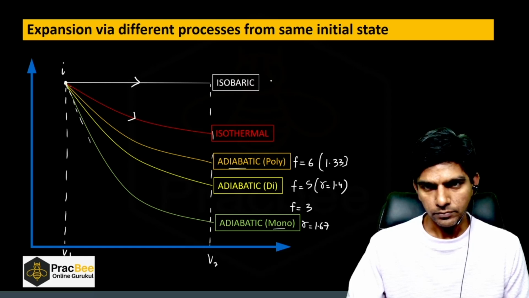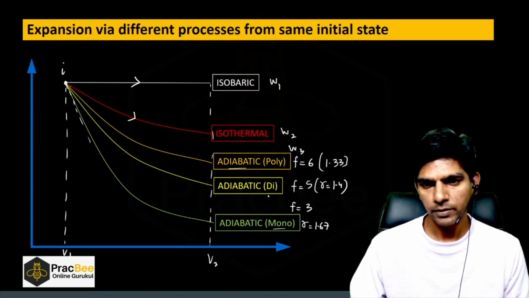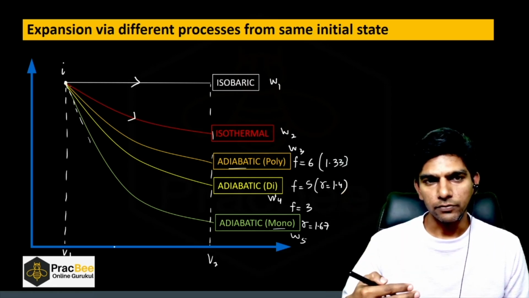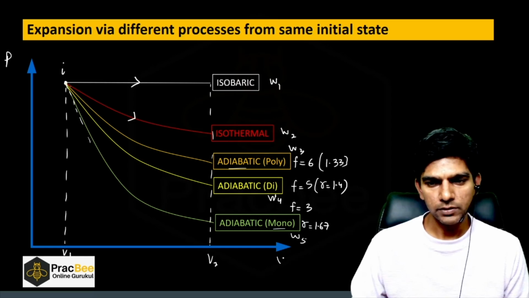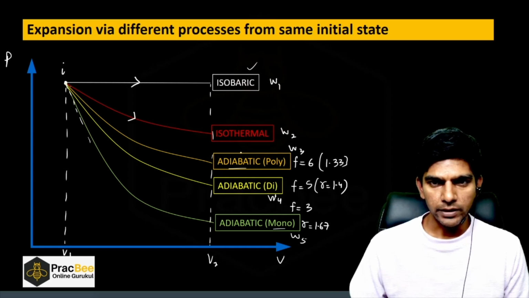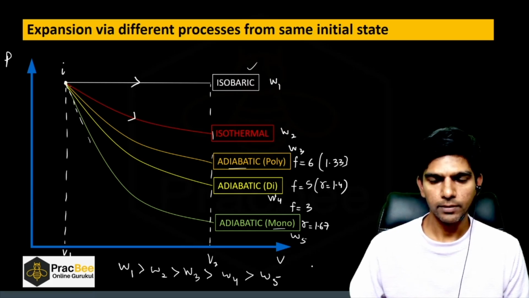So suppose W1 is the work done in the isobaric process, W2 is the work done in the isothermal process, W3 in the adiabatic polyatomic gas, W4 is the work done in the adiabatic diatomic gas, and W5 is the work done in the adiabatic monatomic gas. On the y-axis we have pressure, on the x-axis we have volume. The area under the pressure-volume graph is greatest in the isobaric process, and it decreases as we go down. So W1 will be greater than W2, and W2 will be greater than W3. This is the decreasing order of work done by a gas.